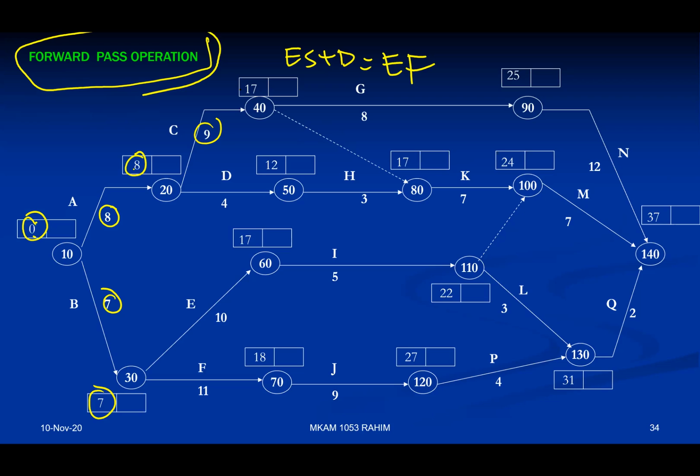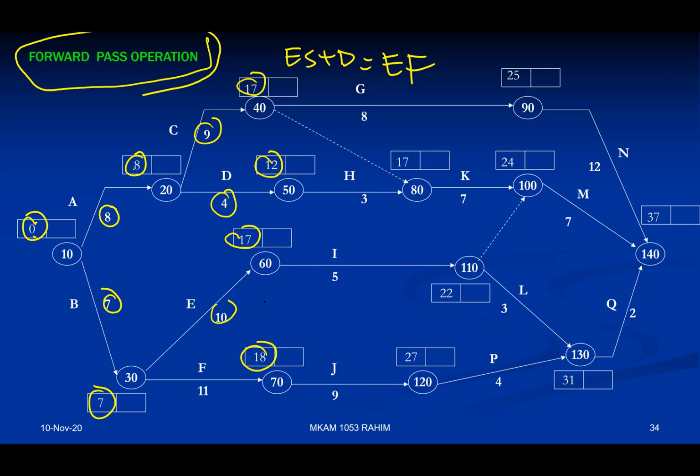8 plus 9 equals 17. All right. How about D? D is easy. 8 plus 4 equals 12. Then E, 7 plus 10 equals 17. All right. F is also easy. 7 plus 11 equals 18. Okay, so you finish A, C, D, E, F, and B.